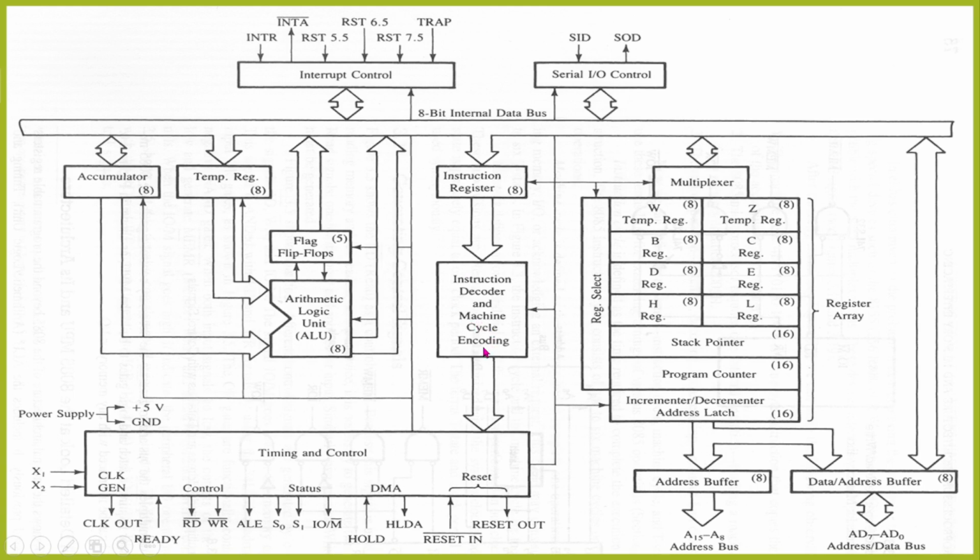Machine cycle means the functions done by the microprocessor. For example, the microprocessor does opcode fetch, that is one machine cycle. Then it reads memory, that is one machine cycle. Write memory, another machine cycle. Read and write IO devices, that is also two machine cycles. Finally, interrupt acknowledge. So there are 6 machine cycles.